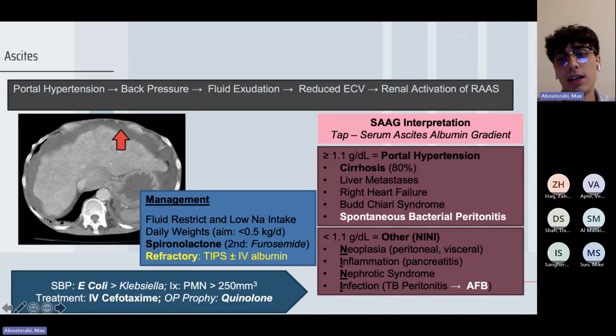So another important sign is ascites, and you could definitely be asked about this in your OSCEs. In terms of portal hypertension, you can get a back pressure of fluid building up, which would lead to fluid exudation, so fluid leakage, which will cause reduced extracellular volume and then lead to the activation of the renin-angiotensin-aldosterone system.